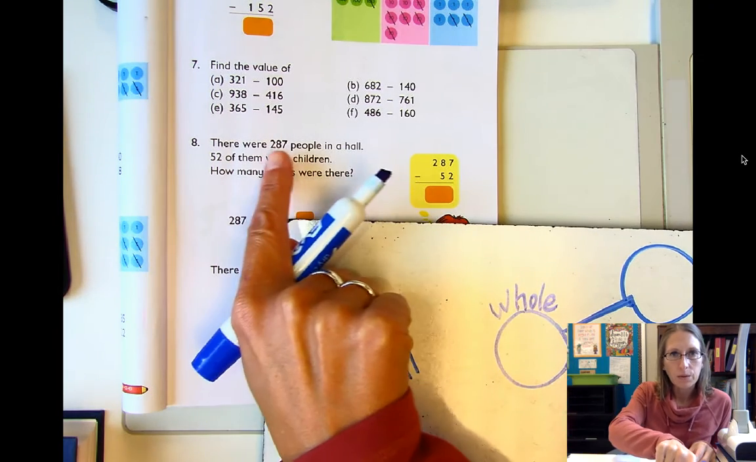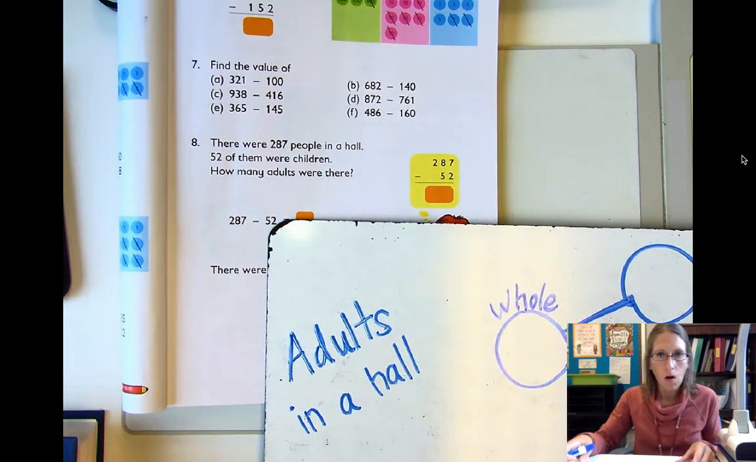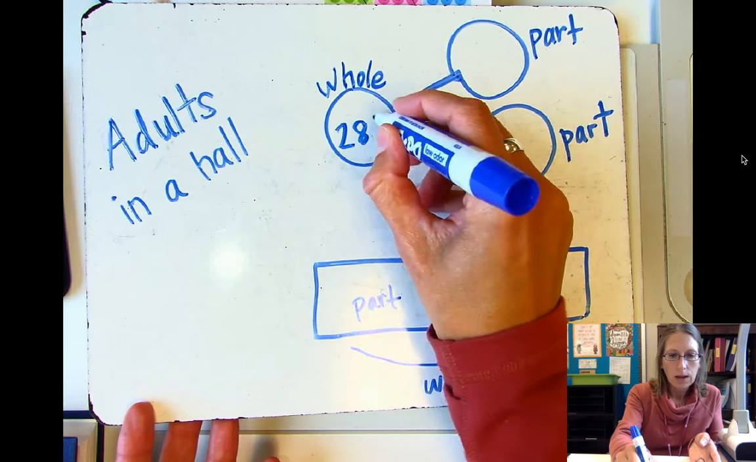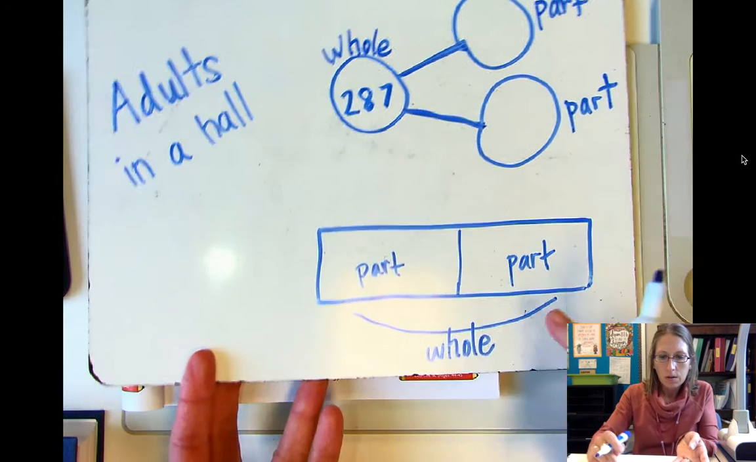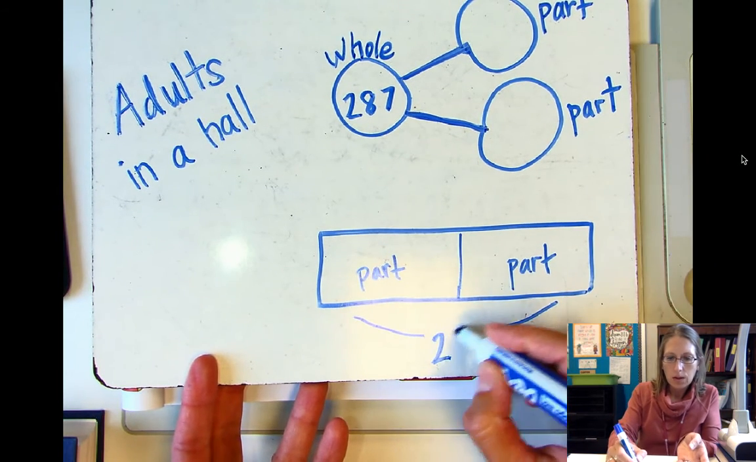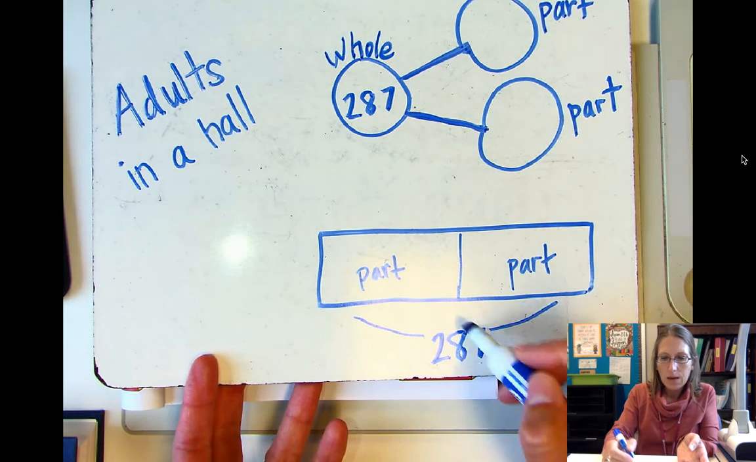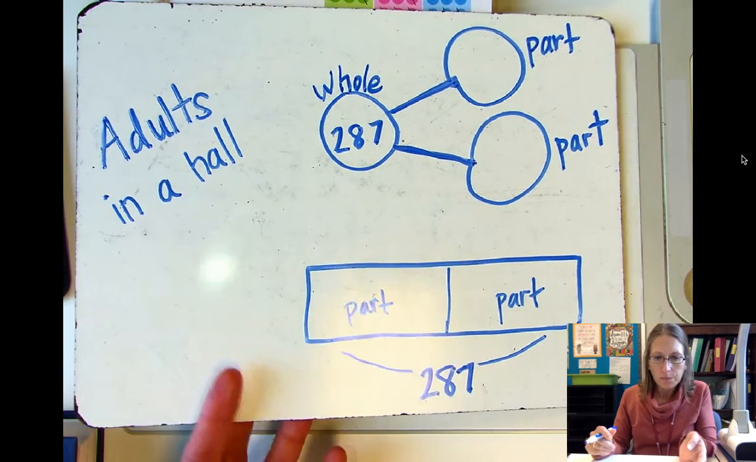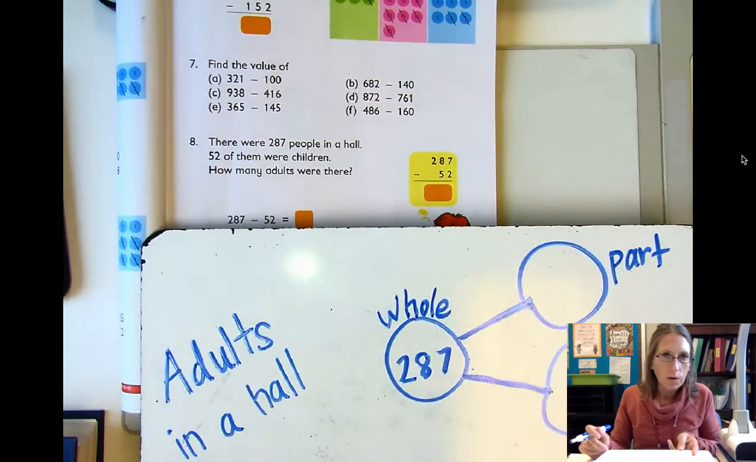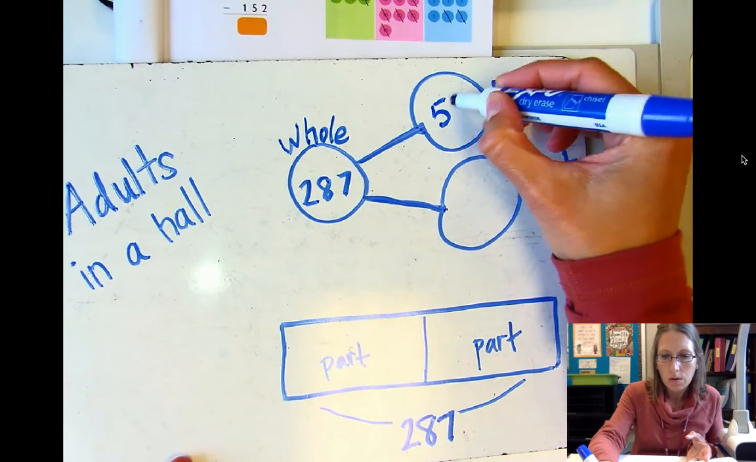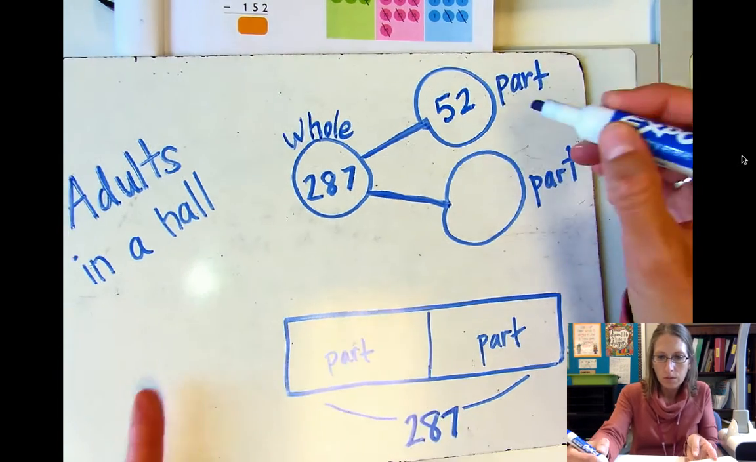So lots of thinking for this one. So we have there were 287 people in a hall. So that's our whole number, 287. That's how many people there were. So how many people altogether? We know that some of them were kids. 52 of them were children. So that's one of our parts.